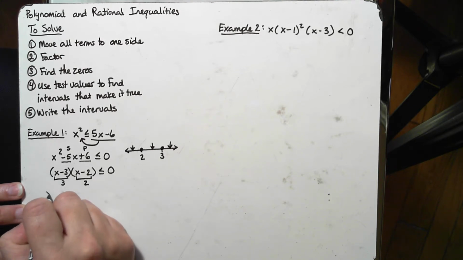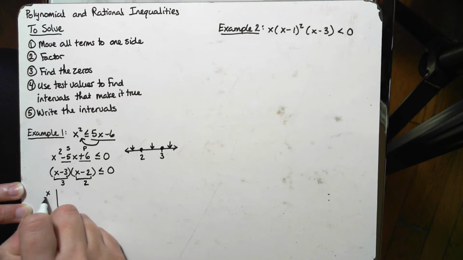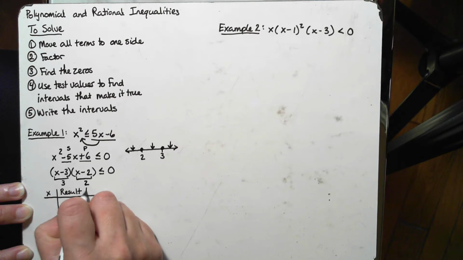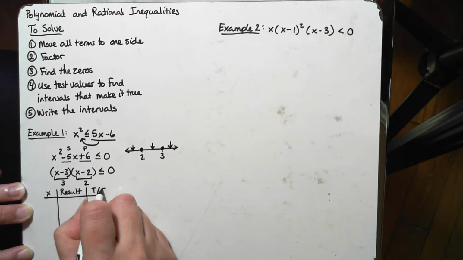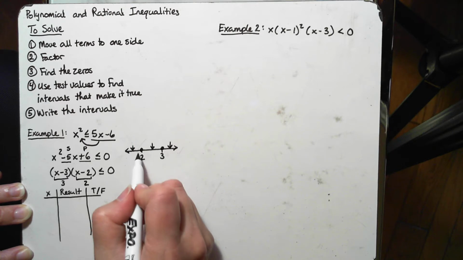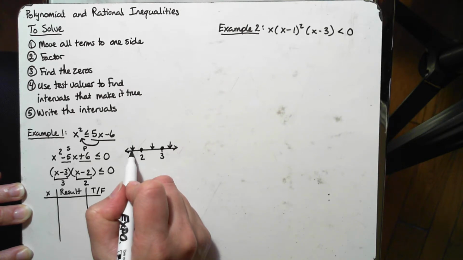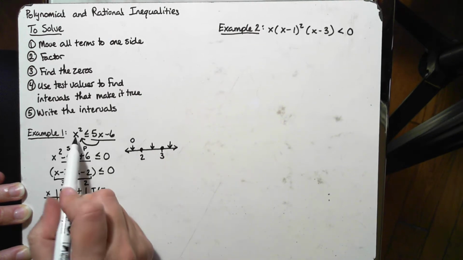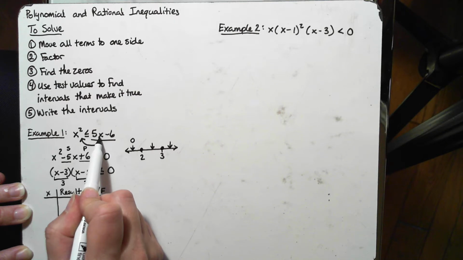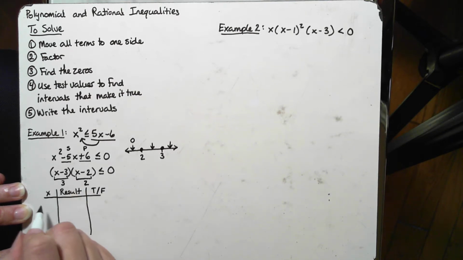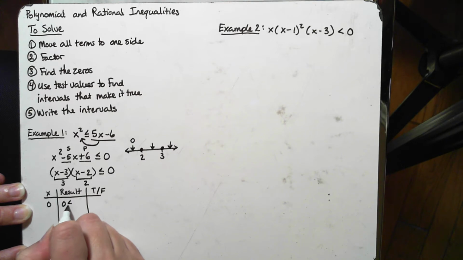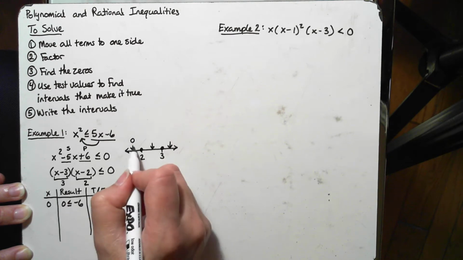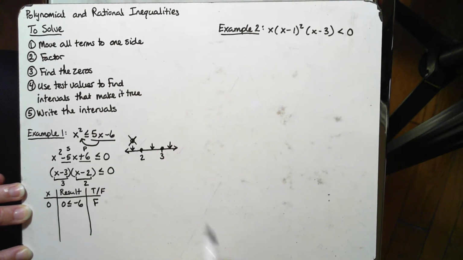So I'm going to pick an x value, see what the result is, and then pick true or false. The first x value I'm going to pick can be anything less than 2, and 0 is really easy to use. So I'm going to use 0. I get 0 is less than or equal to 0 minus 6. So 0 is less than or equal to negative 6. This is false, so I know that this does not work in my interval.